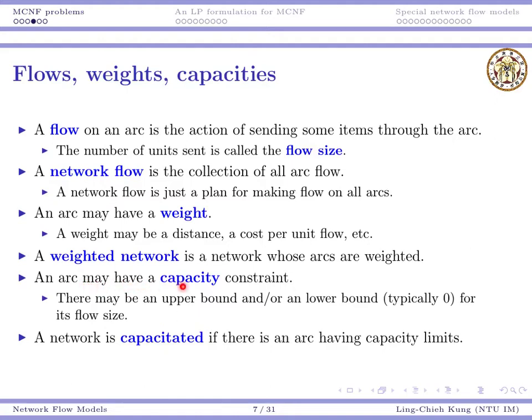An arc may also have a capacity constraint. That means there may be upper bounds or lower bounds on our arcs, and those bounds are for flow sizes. There may be a restriction saying that I cannot send more than 100 units on a particular arc, or that I must send no less than, for example, 10 units through a particular arc. There may be upper bounds and lower bounds. A network is said to be capacitated if any arc has capacity limits.